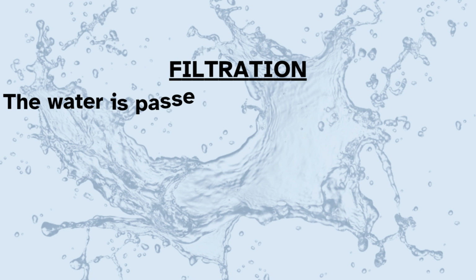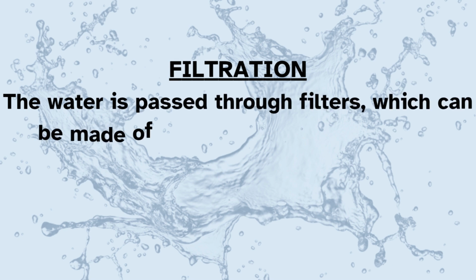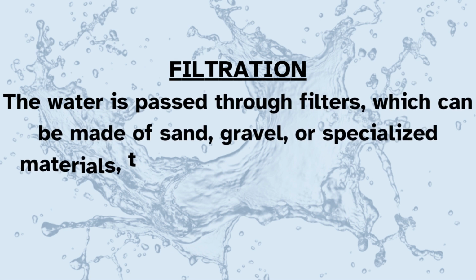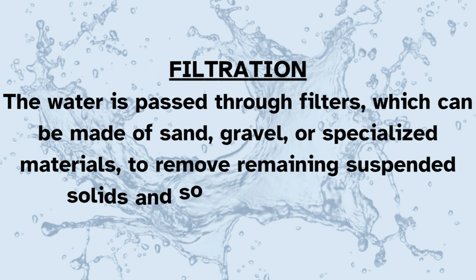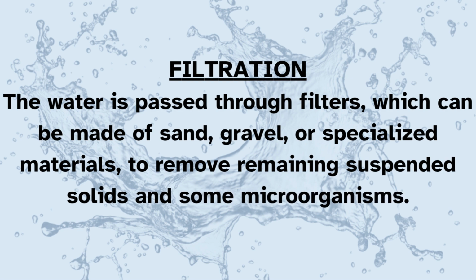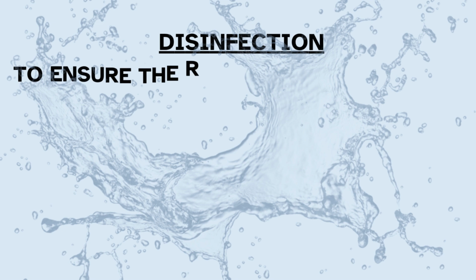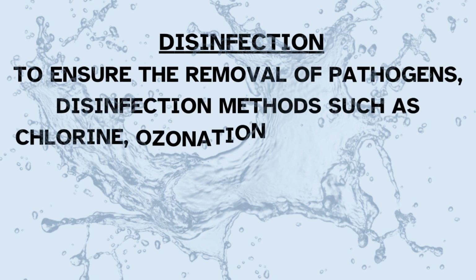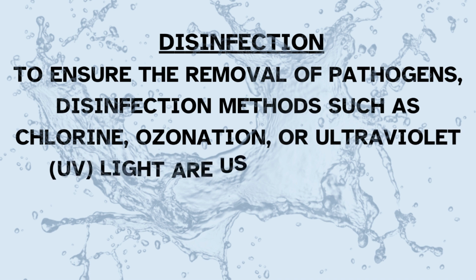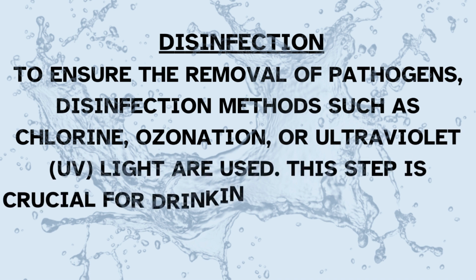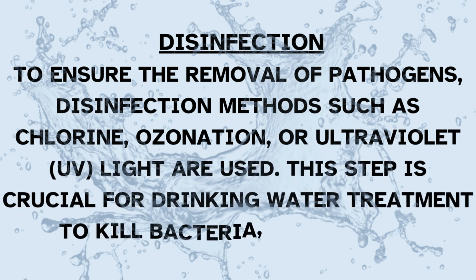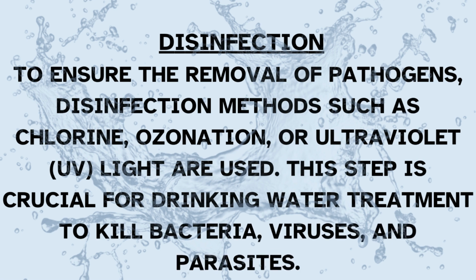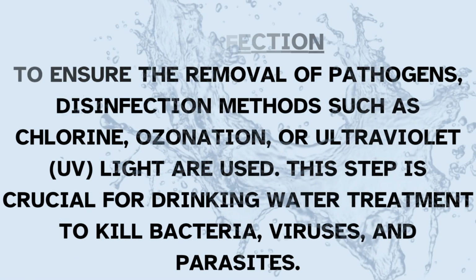Filtration. The water is passed through filters, which can be made of sand, gravel, or specialized materials, to remove remaining suspended solids and some microorganisms. Disinfection. To ensure the removal of pathogens, disinfection methods such as chlorine, ozonation, or ultraviolet (UV) light are used. This step is crucial for drinking water treatment to kill bacteria, viruses, and parasites.